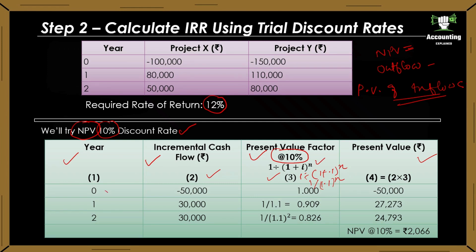Now, for year 0, your outflow is minus 50,000. I will not say it as outflow, I will say it as incremental outflows minus 50,000. So year 0 is a base year. Present value factor will always be 1. So minus 50,000 into 1 is minus 50,000.